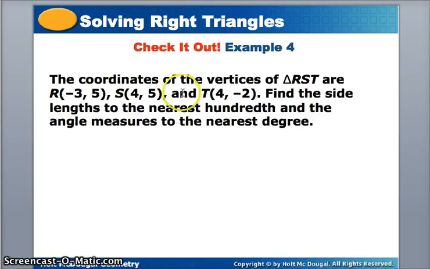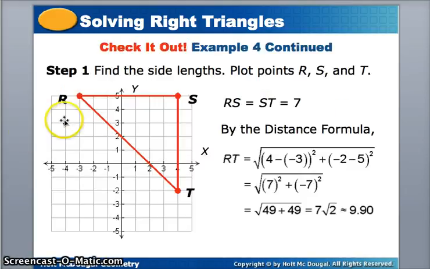Alright, right here, the coordinates of the vertices of triangle RST are: R is at negative 3, 5, S is at 4, 5, and T is at 4, negative 2. Find the side lengths to the nearest hundredth and the angle measures to the nearest degree. Here's the graph. To graph R, we would move 3 left, 5 up. To graph S, we would move 4 right, 5 up. And to graph T, we'd go 4 right, 2 down.